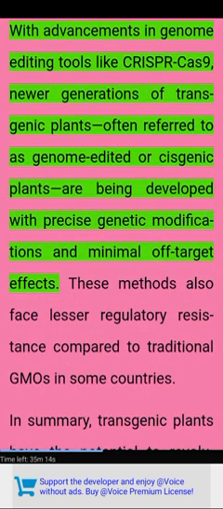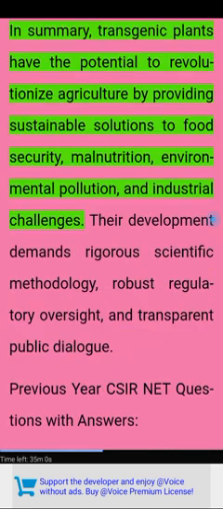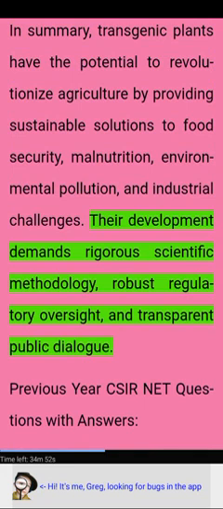With advancements in genome editing tools like CRISPR-Cas9, newer generations of transgenic plants, often referred to as genome-edited or cisgenic plants, are being developed with precise genetic modifications and minimal off-target effects. These methods also face lesser regulatory resistance compared to traditional GMOs in some countries. In summary, transgenic plants have the potential to revolutionize agriculture by providing sustainable solutions to food security, malnutrition, environmental pollution, and industrial challenges. Their development demands rigorous scientific methodology, robust regulatory oversight, and transparent public dialogue.